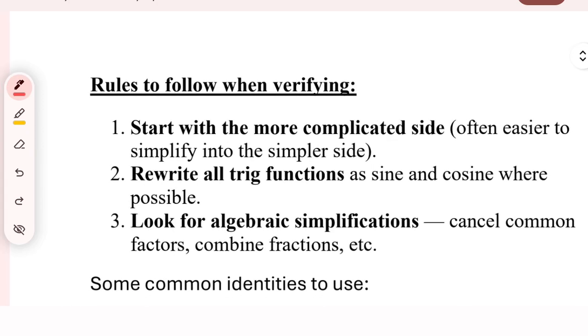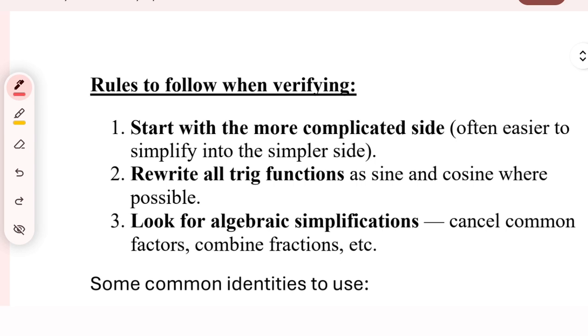The first rule when you verify or prove an identity is to start with the more complicated side. You need to pick which side of the equation you will start, left or right. Others call it the right-hand side and the left-hand side. Once you have picked a side, think about how to rewrite all the trigonometric functions as sine and cosine where possible. That is rule number 2.